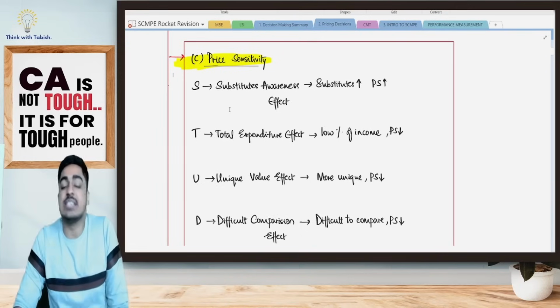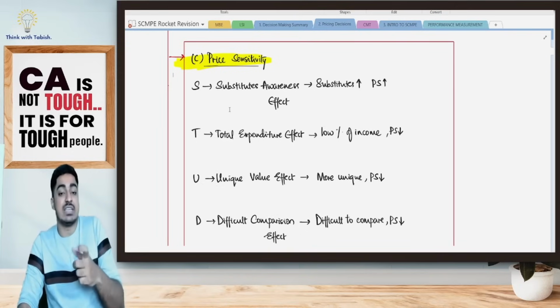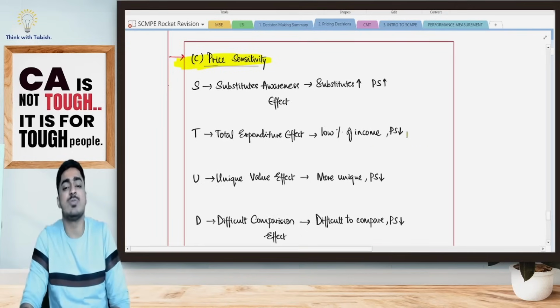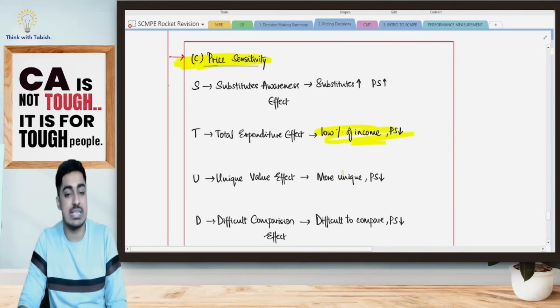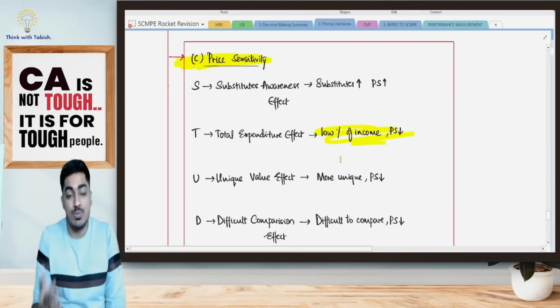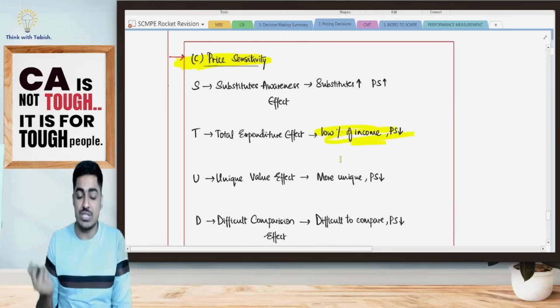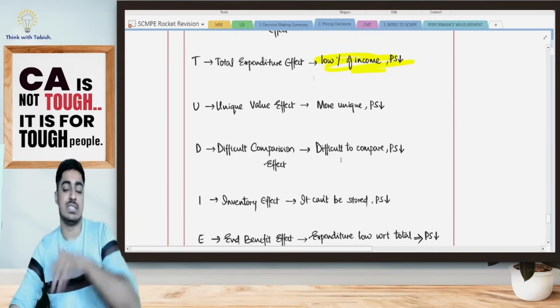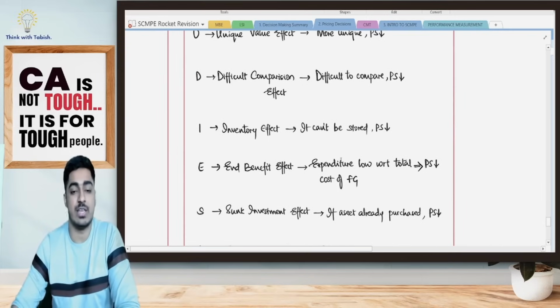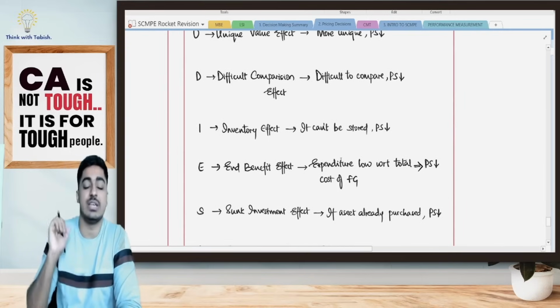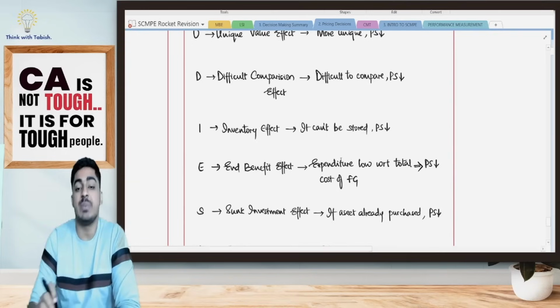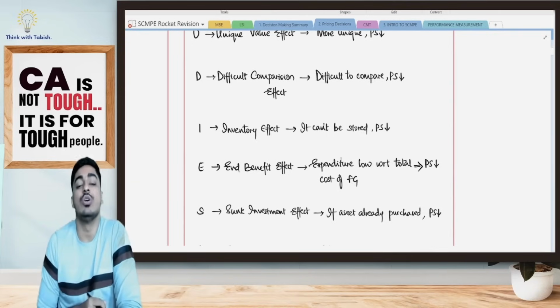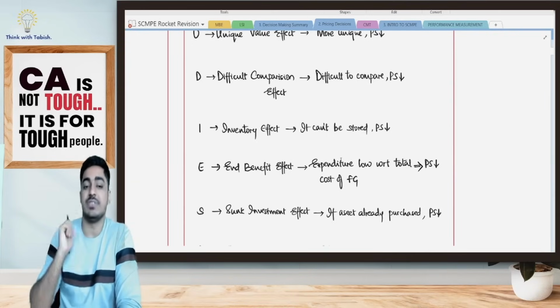Total expenditure effect. If my expenditure is a low percentage of income, a very small amount, sensitivity is going to be less. Unique value effect. The more unique the product is, price sensitivity is going to be less. Difficult comparison. If the product is difficult to compare, sensitivity is less. Inventory effect. If the product cannot be stored, sensitivity is less. End benefit. If the expenditure is low with respect to the total cost of finished goods, sensitivity is less.